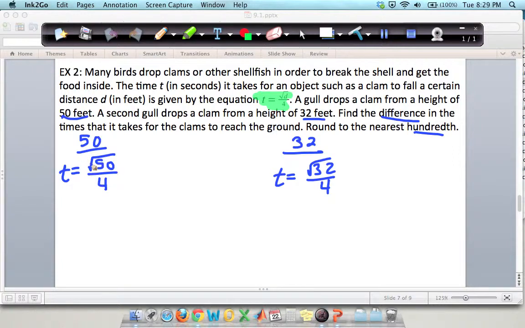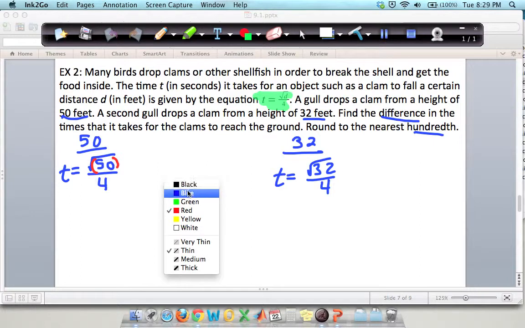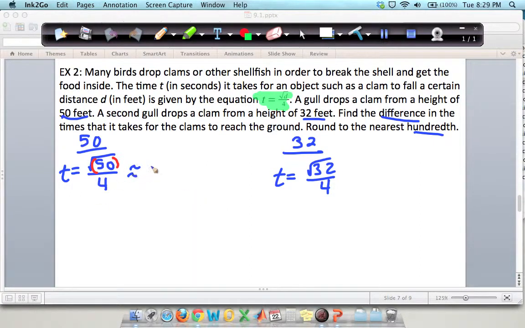If your calculator puts a parentheses after your radical sign, make sure you end it so it doesn't think the 4 is part of the radical inside the radical sign. But go ahead and plug this in, and for this first one you should get approximately 1.77 seconds. That's to round it to the 100th place. And for this one you should get 1.41 seconds.